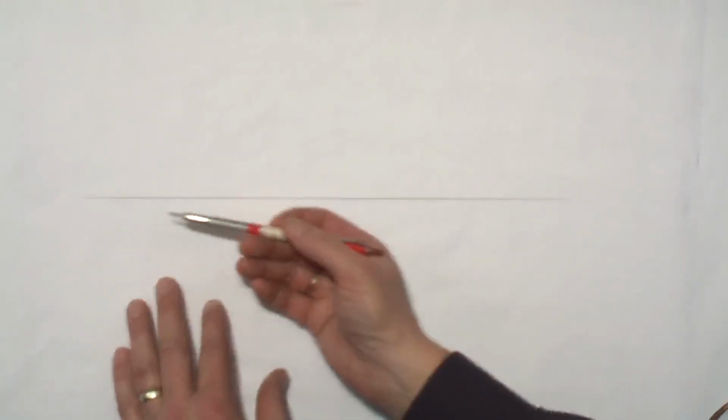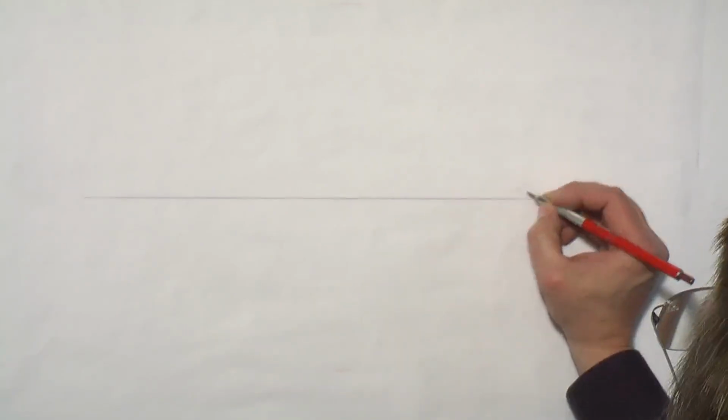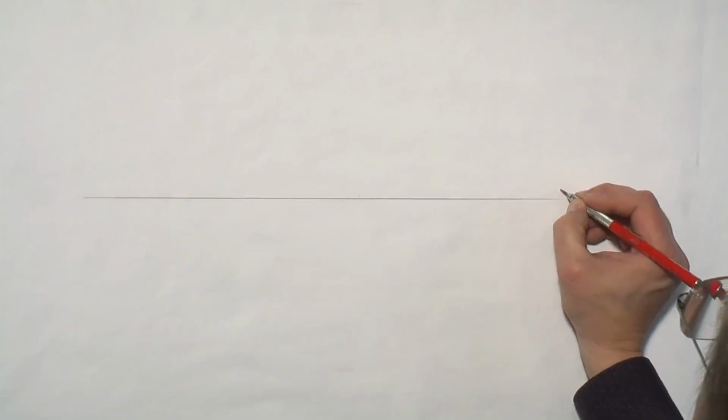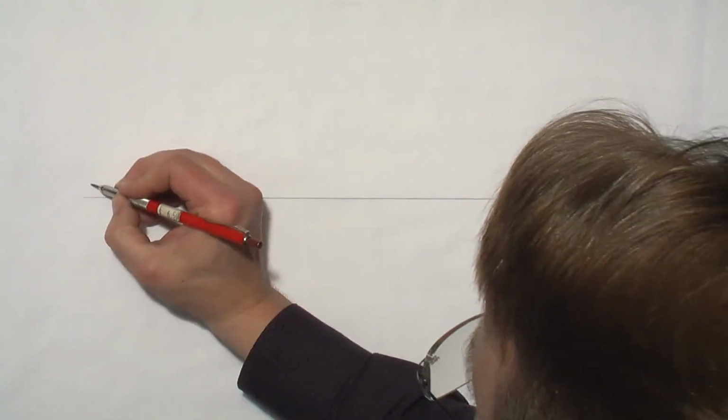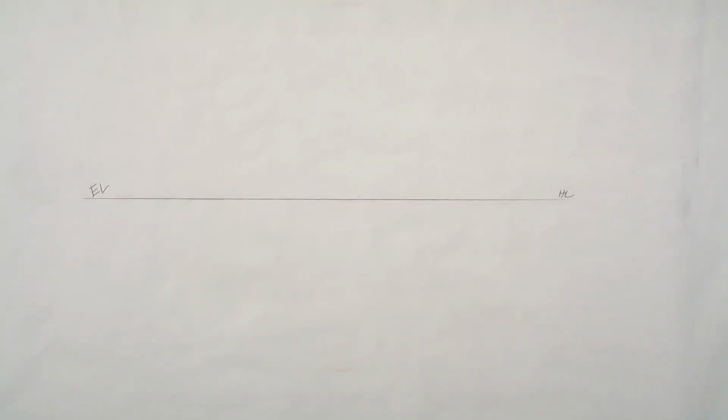Okay, so I'm going to start out with a basic premise. I've already drawn a horizon line, so I'll call that the HL over here. That also happens to be my eye level because we're going to be in 1 and 2 point for quite a while. So at this point, the horizon line will equal the eye level.